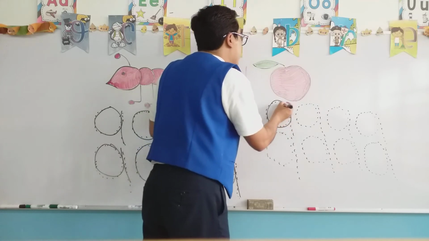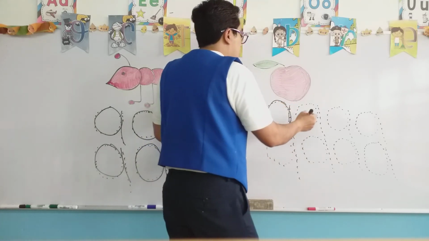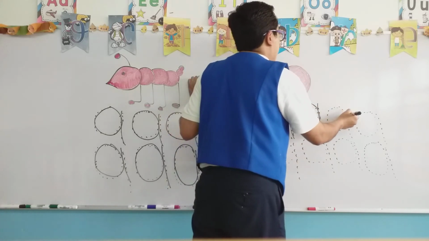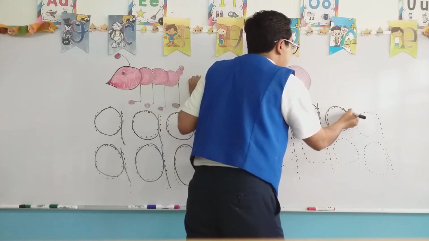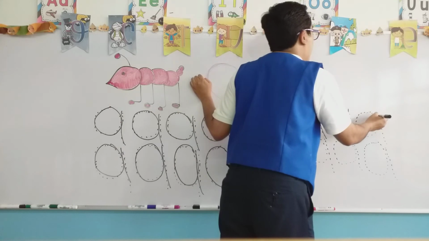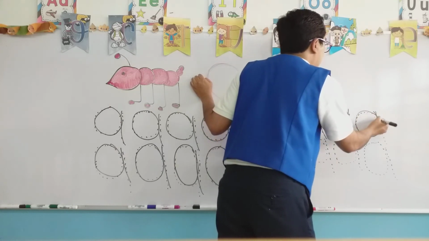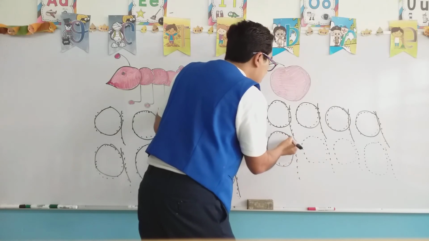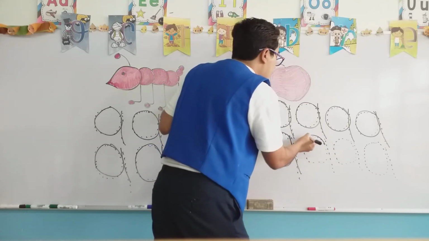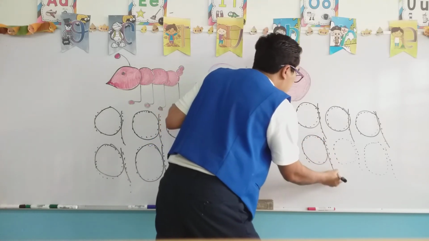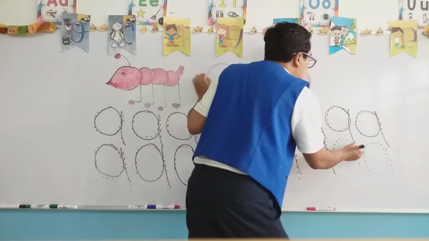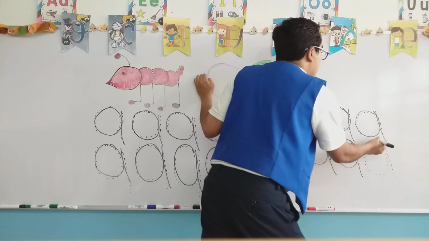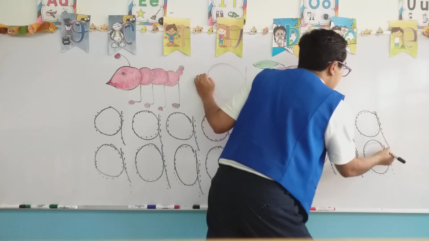Small a. Small a, it's the letter for apple. The apple, it's an object, color red, belongs to the family of fruits. And the most important part is apple begins with the small a.